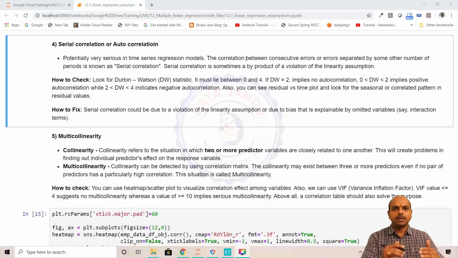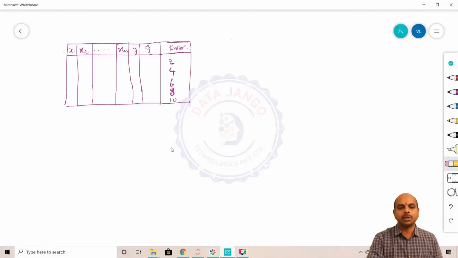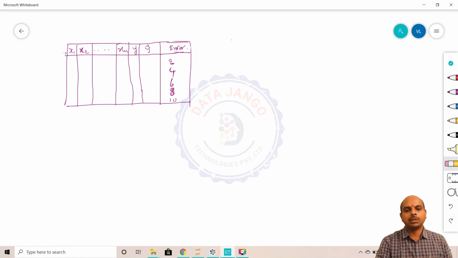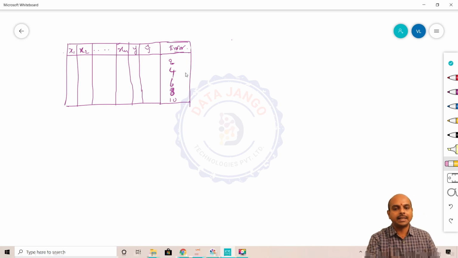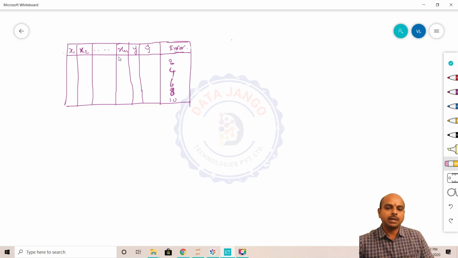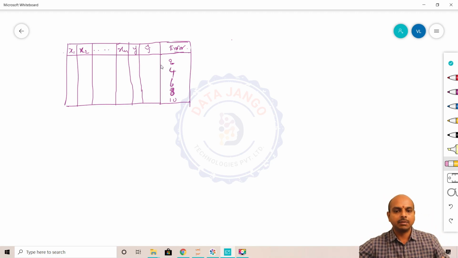if you have a correlation between consecutive errors, let us try to understand what that means. We built a model, there are x1, x2 and so on up to xn input variables, and there is y. Suppose we built a model and predicted some values, and the errors are like this: 2, 4, 6, 8 and 10. For consecutive errors, or errors separated by a range, I said here the range is 1.